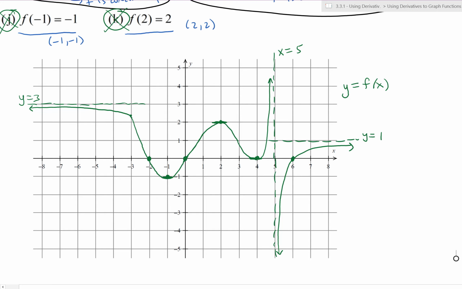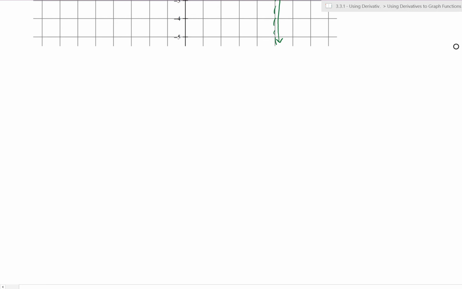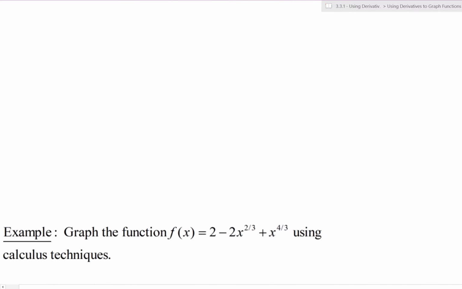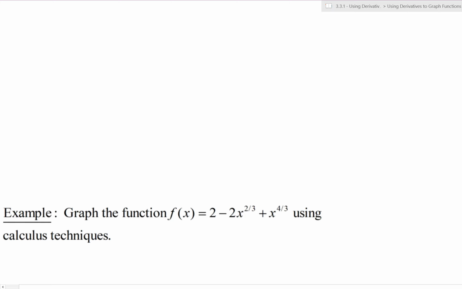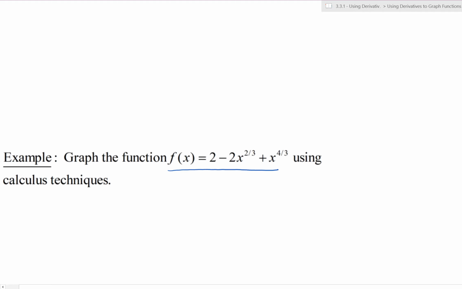So let's now take another look at something similar to this, another example. But this time, like I was saying, we're just given the function. Here's the function. f of x is 2 minus 2 x to the 2/3 plus x to the 4/3. We'd like to graph this function using our calculus techniques, similar to all that information that we saw in the last problem. And that's it. We don't have any other information. And so one of the first things that we'd like to do is just figure out, well, if we're going to graph this function, what's the domain of the function?